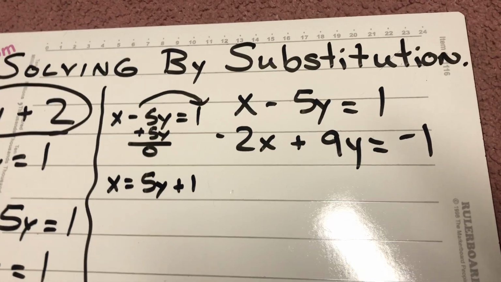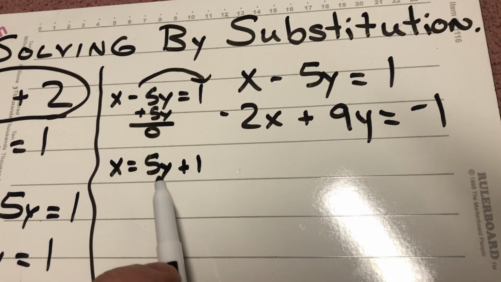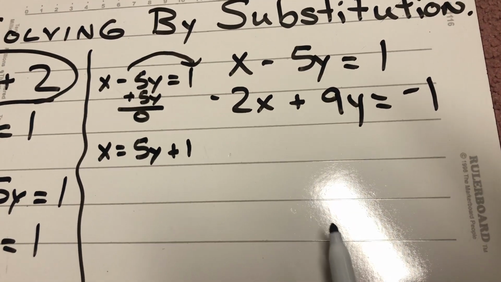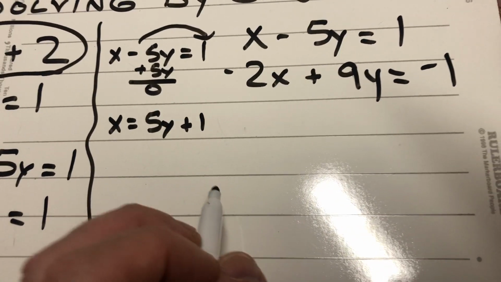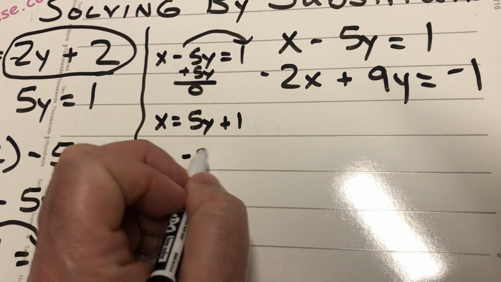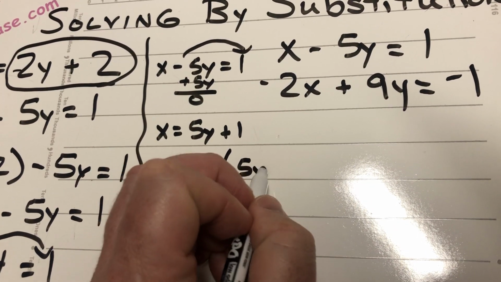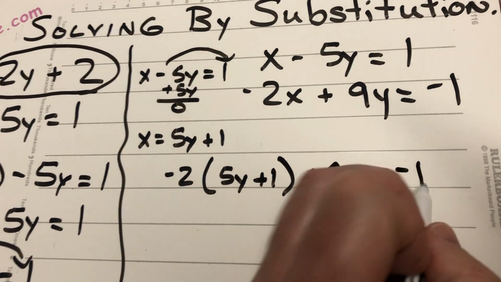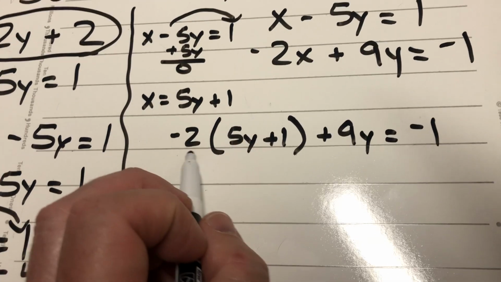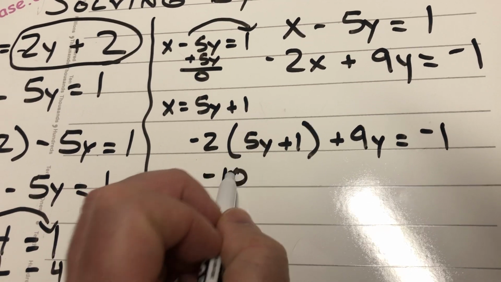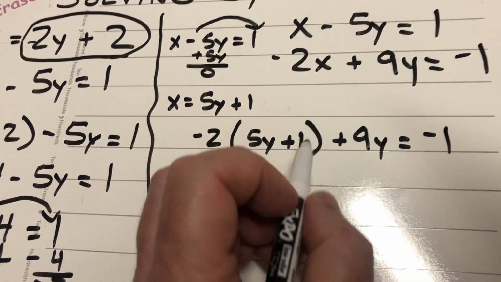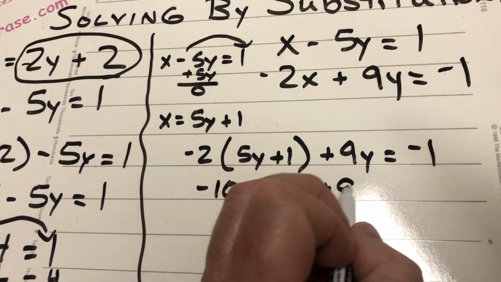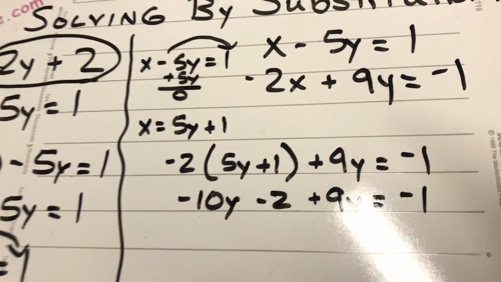And so then I can take that idea of x equals 5y plus 1 and plug it into this equation. So if x equals 5y plus 1, this is going to become negative 2 times (5y plus 1) plus 9y equals negative 1. And I can solve for y. Negative 2 times 5y is negative 10y. Negative 2 times a positive 1 is a negative 2, plus 9y equals negative 1.